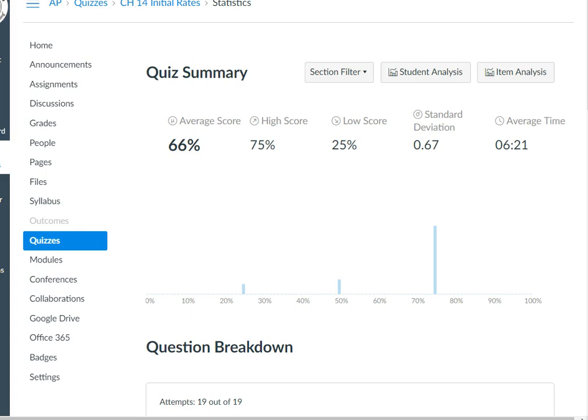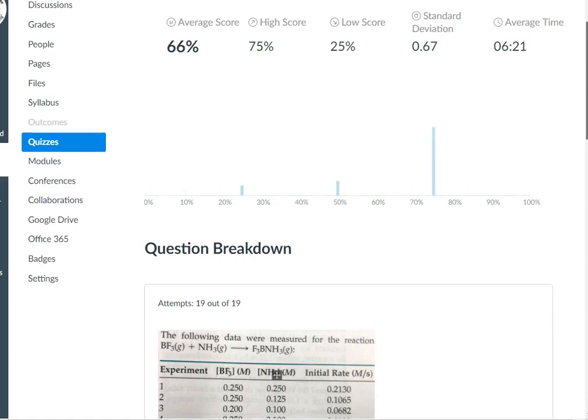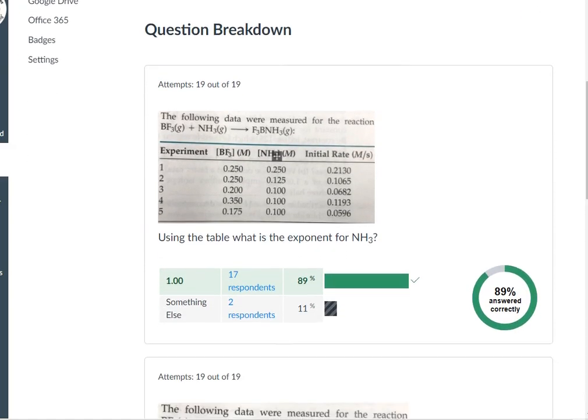So, the average score is 66, which is actually pretty good because I had one wrong. So you would add 20% of that. So the average score is actually 86% on this quiz. So that's really good. Uh-oh. I don't know if I can do that. There we go. So 89% got this right.